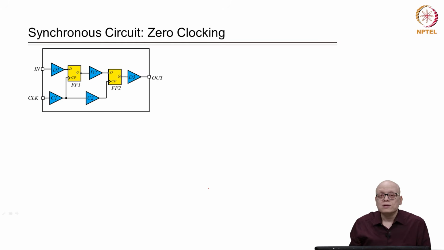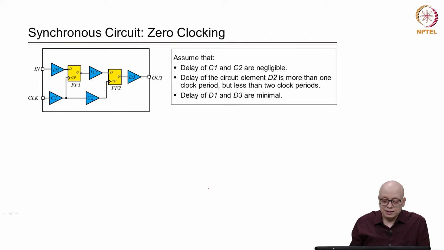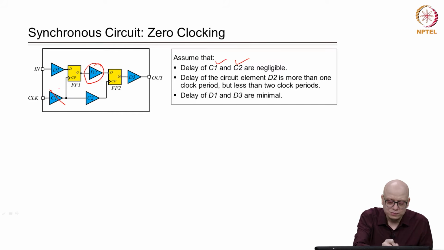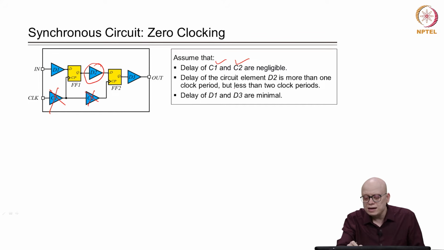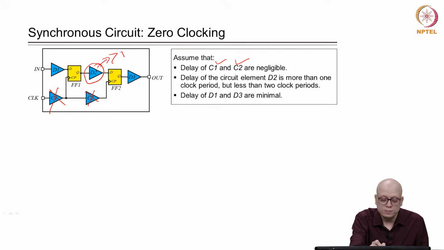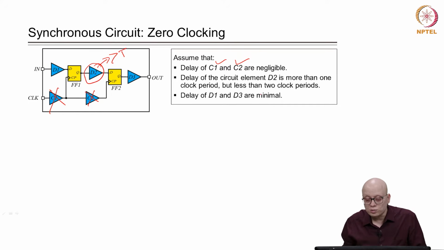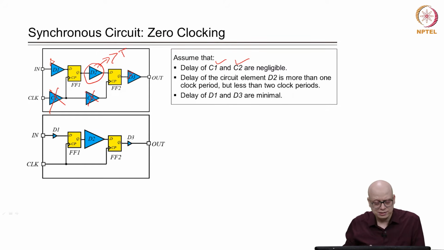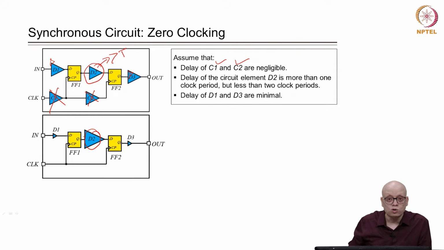The first case can be that the delay of D2 becomes very large. Let us assume that C1 and C2 are negligible, so we can remove them, and the delay of the circuit element D2 is more than 1 clock period and less than 2 clock periods, while D1 and D3 are minimal, with very small delay. Equivalently we can draw something like this. D2 takes more than 1 clock period, and D1 and D3 have small delays.